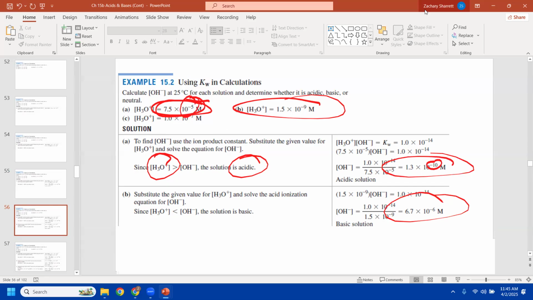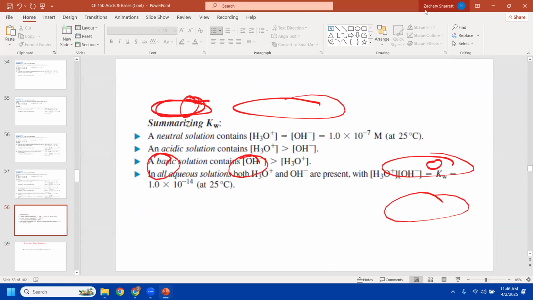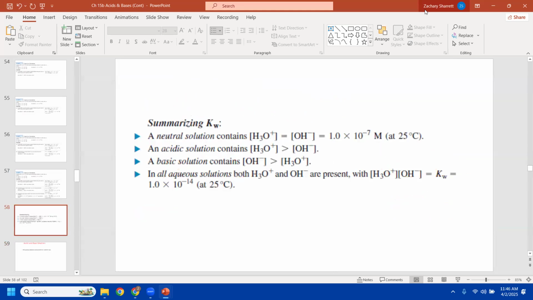Sometimes when the numbers aren't 1, they don't just do it exactly. But you could still just see, if it's not times 10 to the negative 7, you just think of if it's bigger or smaller. If you have to calculate it, you have to do it. When it is times 10 to the negative 7, that means that they both are the same, and that is a neutral solution.